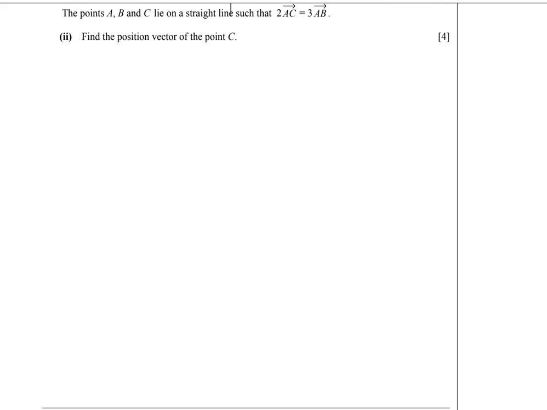Now let's go to the next part. Let's read the question first. The points A, B and C lie on a straight line such that 2 times vector AC equals 3 times vector AB. We need to find the position vector of C. So let's write 2AC equals 3AB. If we take that 2 to the other side, we can write AC equals 3 over 2 times vector AB. Let's write the value. The value of AB is (24, -7).